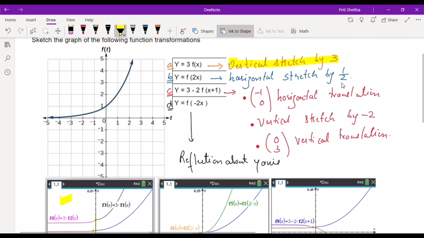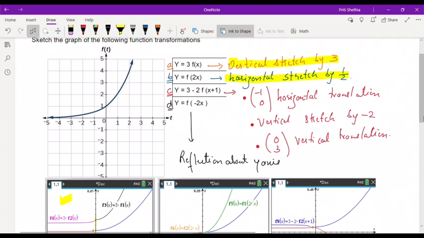The second part, B part, says y is equal to f of 2x. Now we need to be very careful over here because here it is a horizontal stretch as 2 is inside the f part. Whenever there is a horizontal stretch, the stretch will be the reciprocal of it. So my horizontal stretch will be 1 by 2. So for the same y value, now I will have the x value which is half the original value.